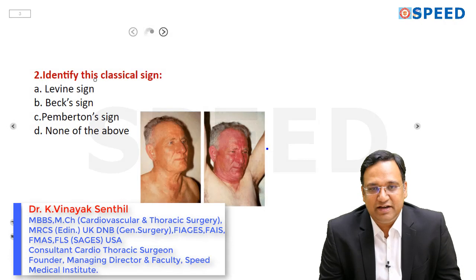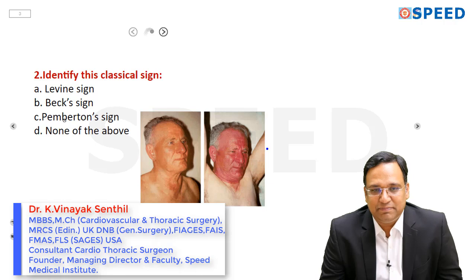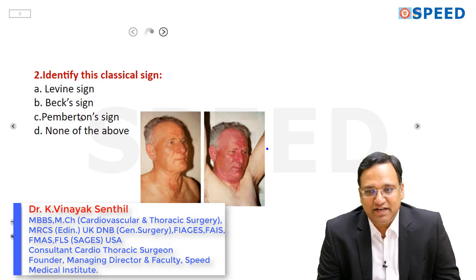Question number 2. Identify this clinical sign. The options are option A, Levin sign, option B, Beck's sign, option C, Pemberton sign, and option D, none of the above. The right answer is, all of you know that it is Pemberton sign.